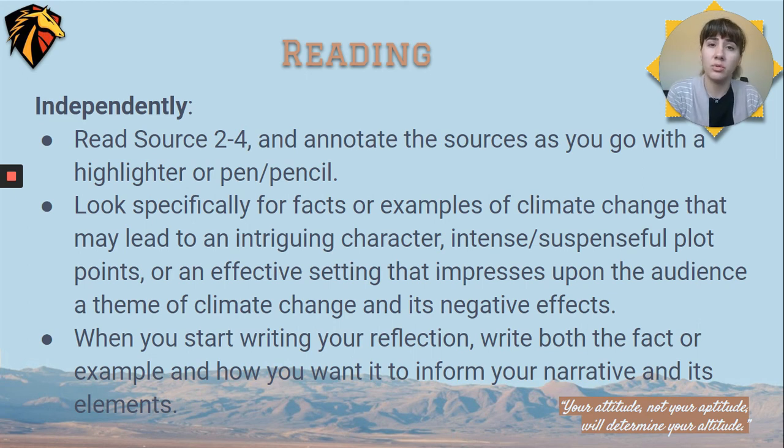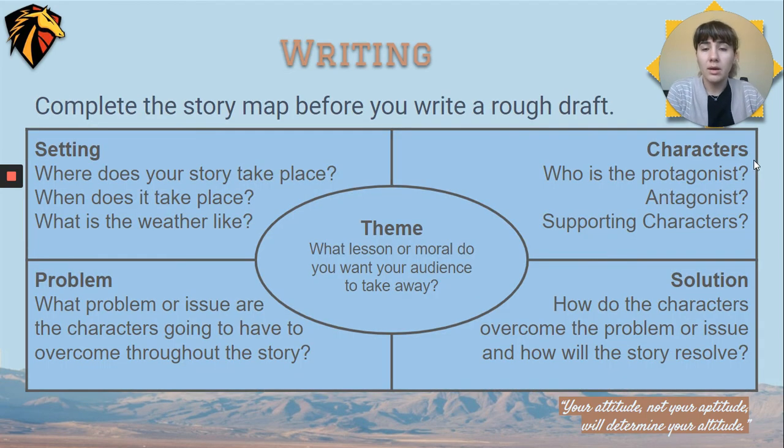So can you set your story somewhere and sometime where these climate changes are going to be apparent to the audience? So when you start writing that reflection page at the very end of all 3 sources, you're going to write both fact examples and you're going to explain how you want it to inform your narrative and its elements. So make sure you include, I learned in source 2 that blank. This will be in my story by, it will change my characters. It'll do this to my plot. Make sure you include both of those things. So go ahead and pause this video if you have not yet done this. And I'm going to be moving on to the story map.